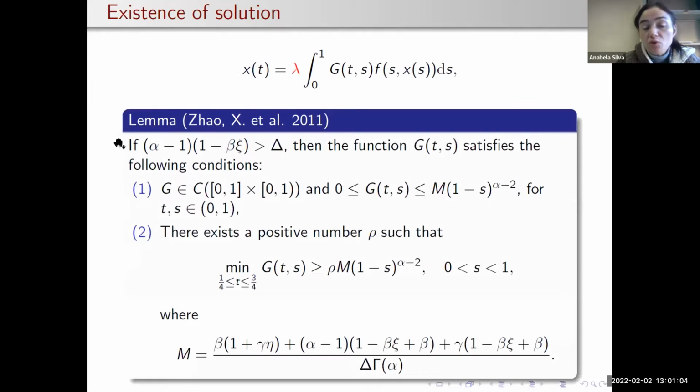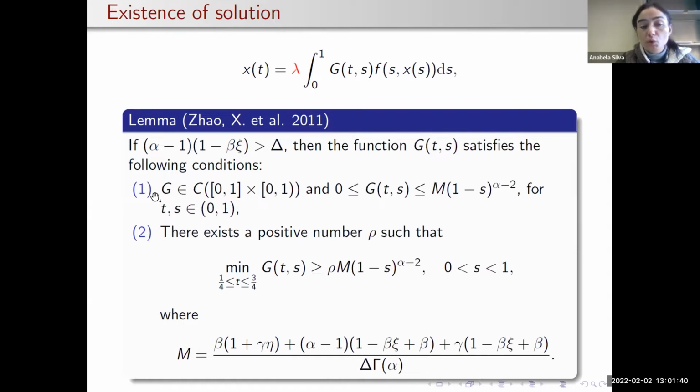The authors Zhao et al. also studied that the Green function satisfies some properties. So we consider again this condition along all the work. The Green function satisfies in particular this first property, which is the most important for our work. The Green function is positive and less than or equal to a constant M, with M defined as this expression in here, times 1 minus s elevated to alpha minus 2, when t and s belong to [0, 1].